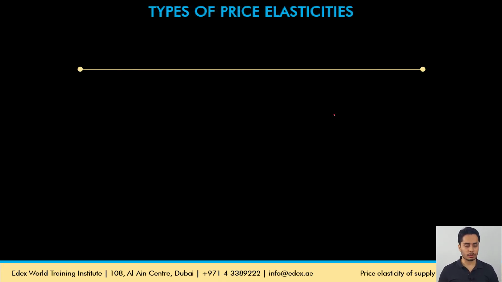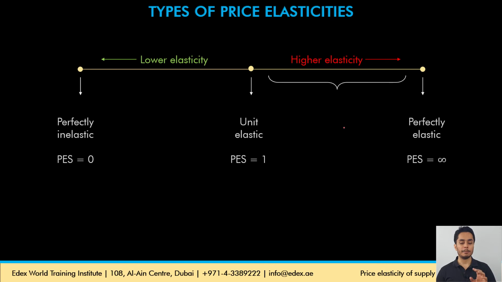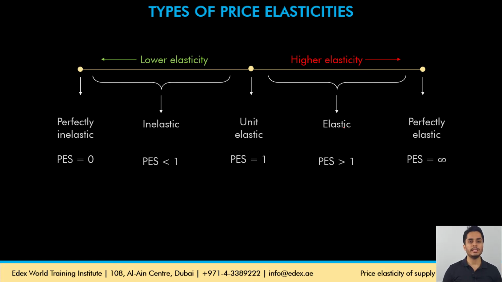So let's summarize all the types of elasticities. On the left we will have the lower elasticity and on the right we will have the higher elasticity. So on the extreme right we have perfectly elastic supply, PES is infinite, and on the extreme left we have perfectly inelastic supply, PES is 0. In the center we have unit elastic supply, PES is 1. And between the unit elastic and perfectly elastic supply we have elastic supply, PES is greater than 1. And between the perfectly inelastic supply and the unit elastic supply we have the inelastic supply where PES is less than 1.